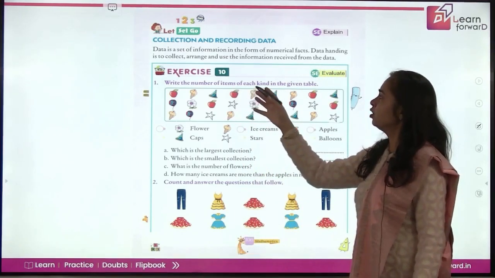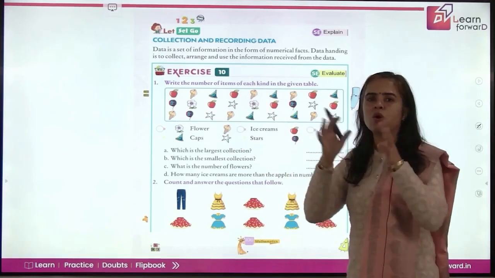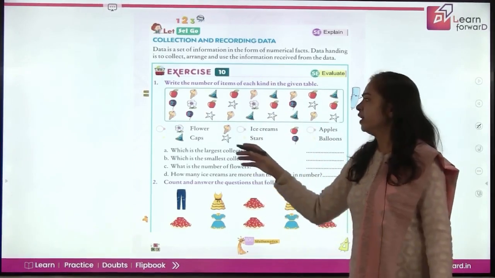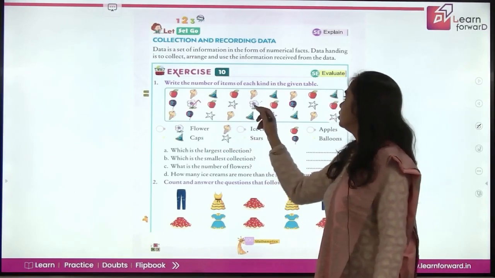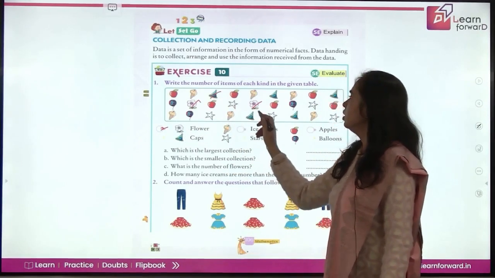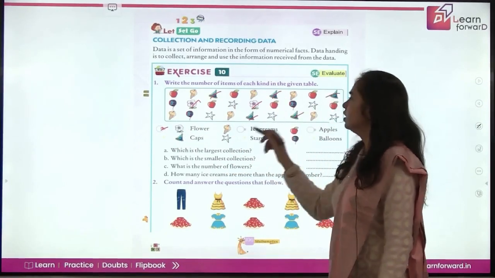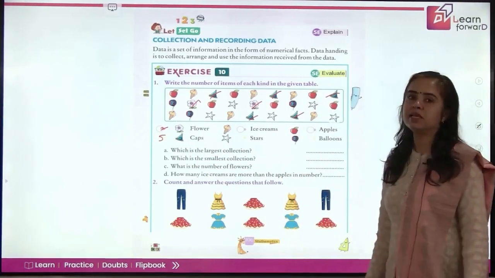So write the number of items of each kind in the given table. You have so many things here, they are all scattered around, and then we have to count how many flowers are there. So let's count 1, 2, that's it, 2 flowers. How many caps do you see? 1, 2, 3, 4, 5. Similarly, you will be looking at other items also and just completing the number.